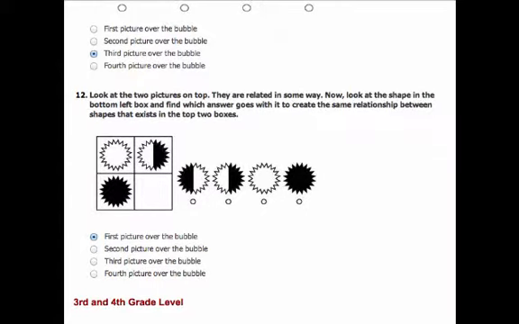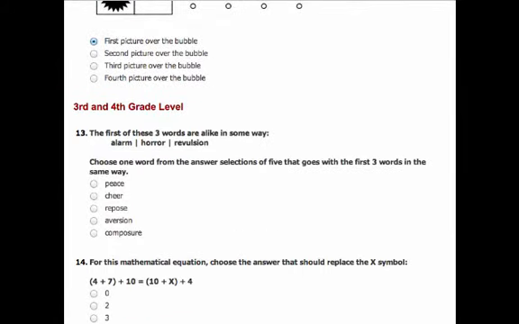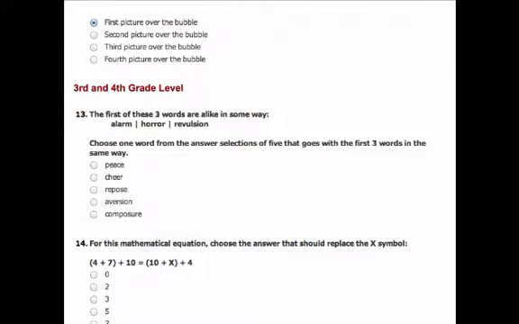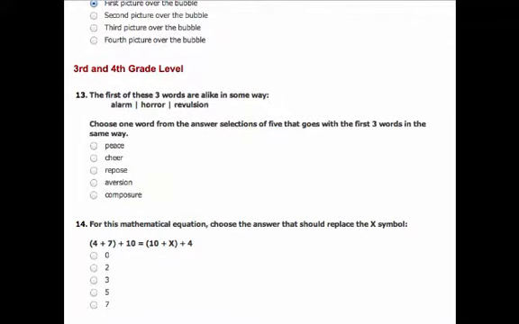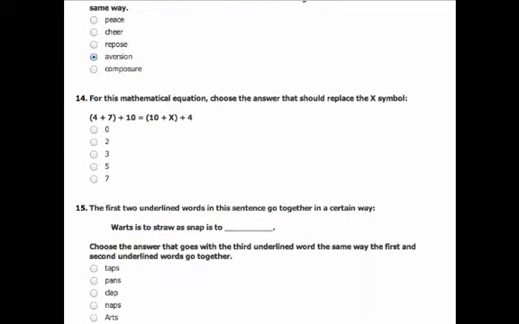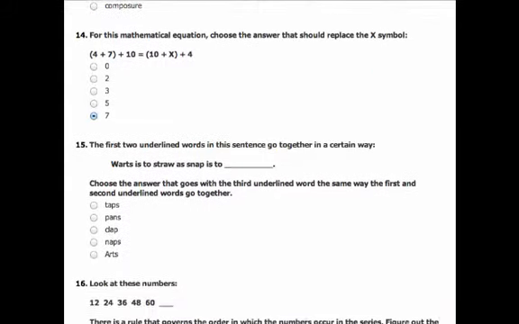On the next one, we're moving up to the third and fourth grade type levels. And this would be a verbal question, and it asks you, look at the first three words. They go together some way. So alarm, horror, revulsion would go with aversion. Then you're getting into the quantitative section. 4 plus 7 plus 10 is equal to 10 plus what plus 4? And obviously it's 7.